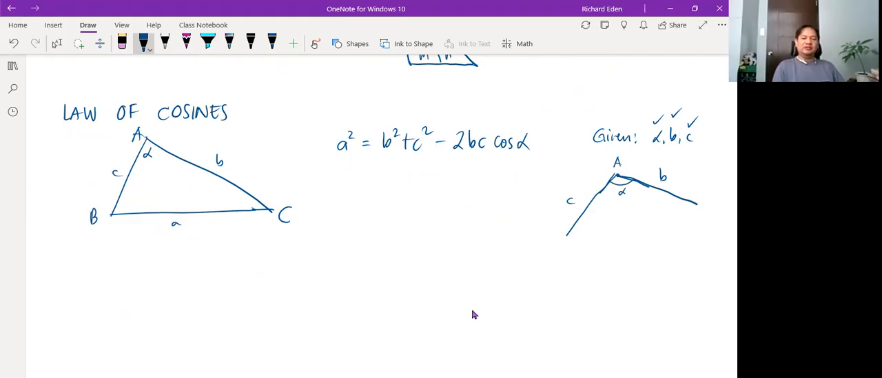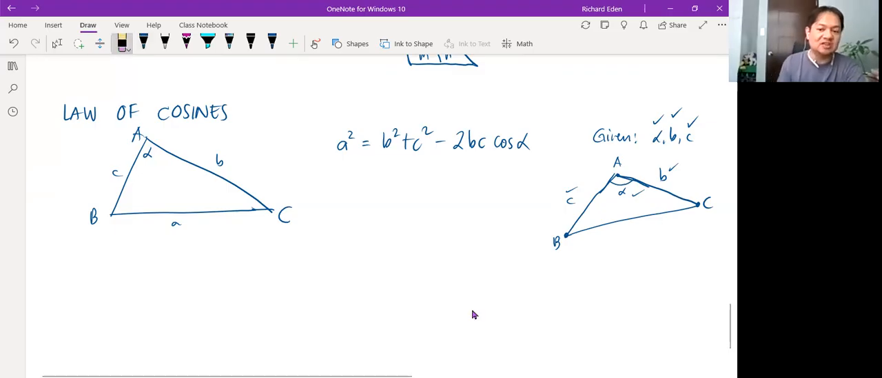So given alpha, B, and C, that fixes how far points B and C could go. In other words, the length of BC depends on B, C, and alpha. Kumbaga, given alpha, B, and C, you don't really have any choice how long BC is going to be. Even if you want BC to be 7, nope, it's not going to happen because there is a relationship existing between A, B, C, and alpha, and that's what the law of cosines is telling us.